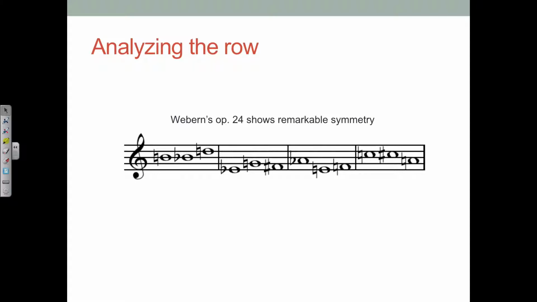Here's another row form that I always found really interesting. This is from Webern's Opus 24. It's really amazing that he found this perfectly symmetrical way to divide this row form.